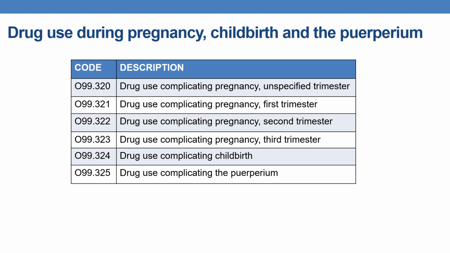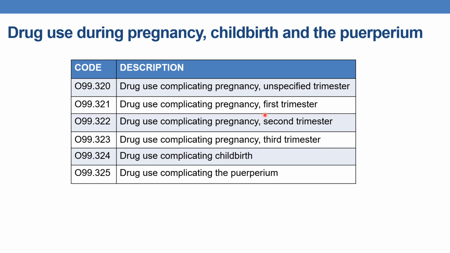Now coming to the codes for drug use during pregnancy, childbirth and puerperium. As we have discussed earlier, the sixth character is common for all cases: 0, 1, 2, 3, 4, 5. 4 and 5 indicate childbirth and puerperium. 0 indicates unspecified trimester, 1 indicates first trimester, 2 indicates second trimester and 3 indicates third trimester. So the codes for drug use during pregnancy. Let us see one code. O99.320 indicates drug use complicating pregnancy, unspecified trimester. Whereas O99.322 indicates drug use complicating pregnancy, second trimester.